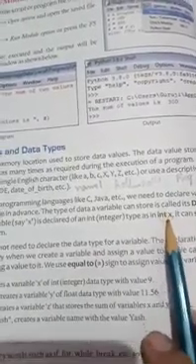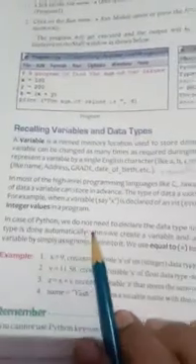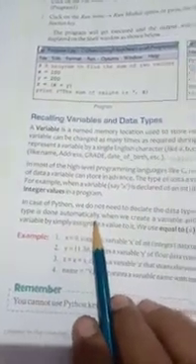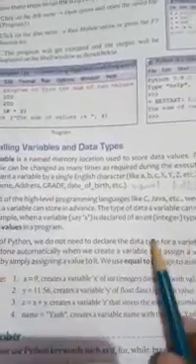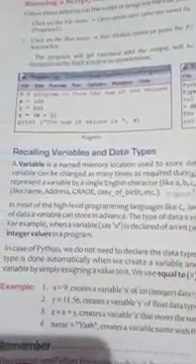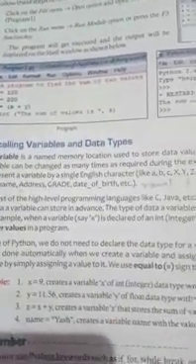So here you have to declare a variable name, and its type also you have to define, which type of variable you want. In case of Python, we do not need to declare the data type for a variable. The declaration of data type is done automatically when we create a variable and assign a value to it. So in Python there is no need to declare a data type for a variable. When you assign a value to a variable, then its type will be generated.